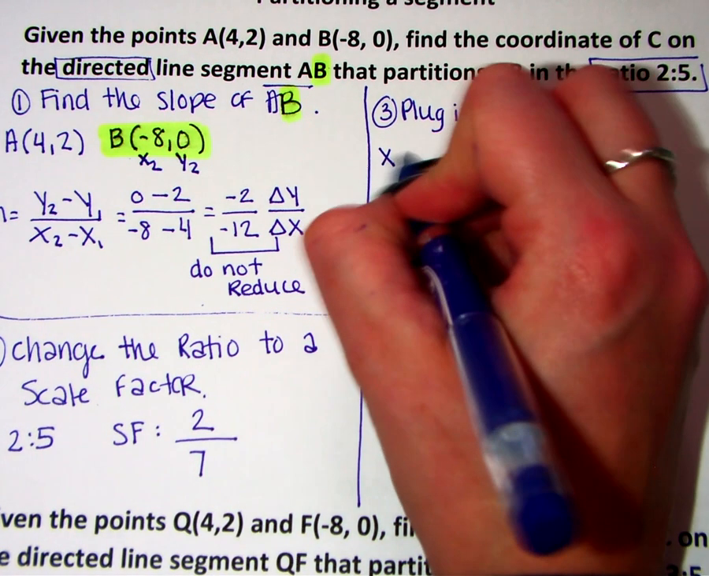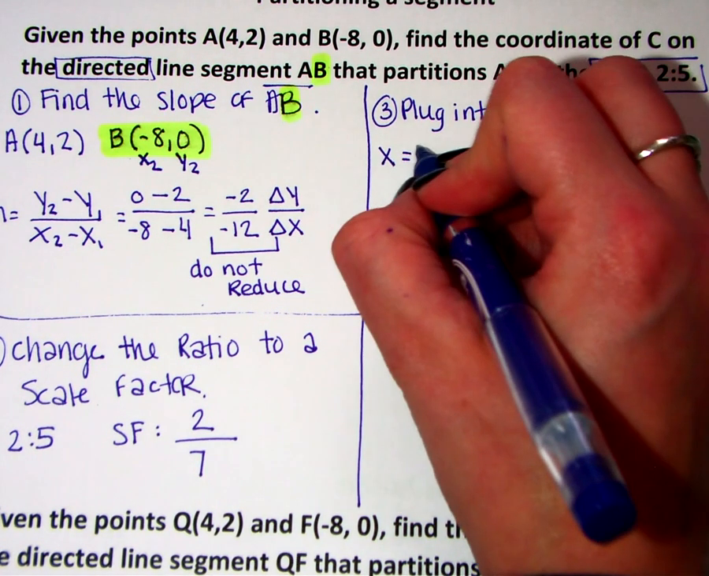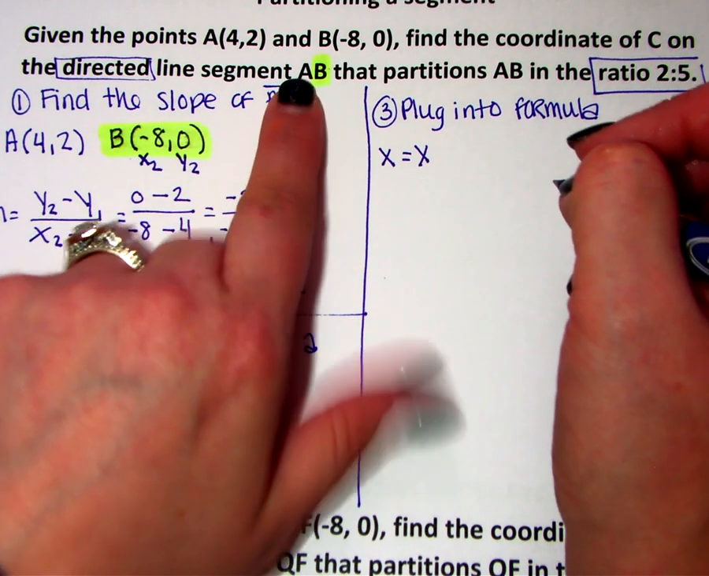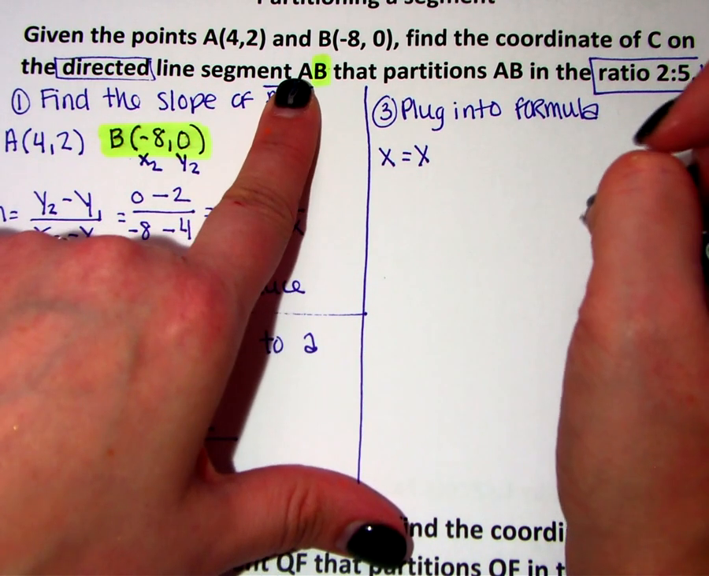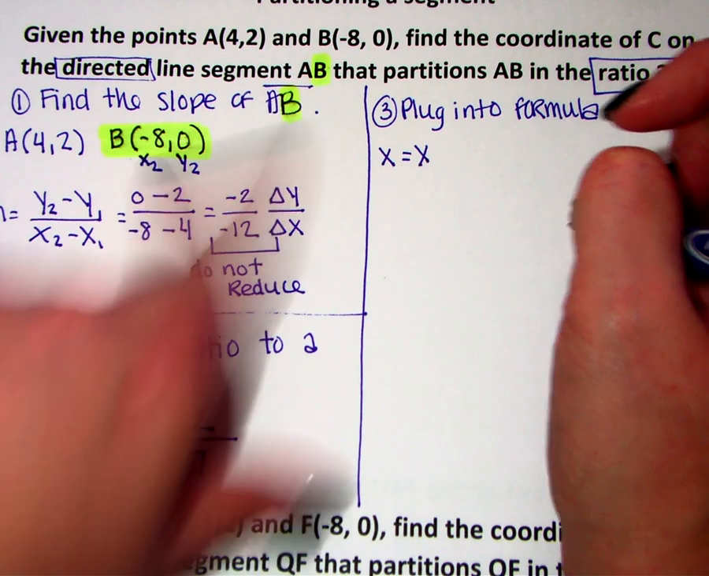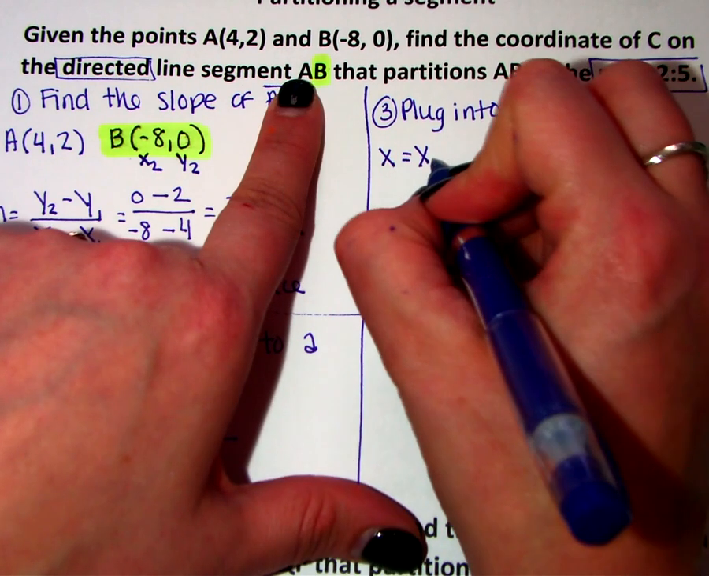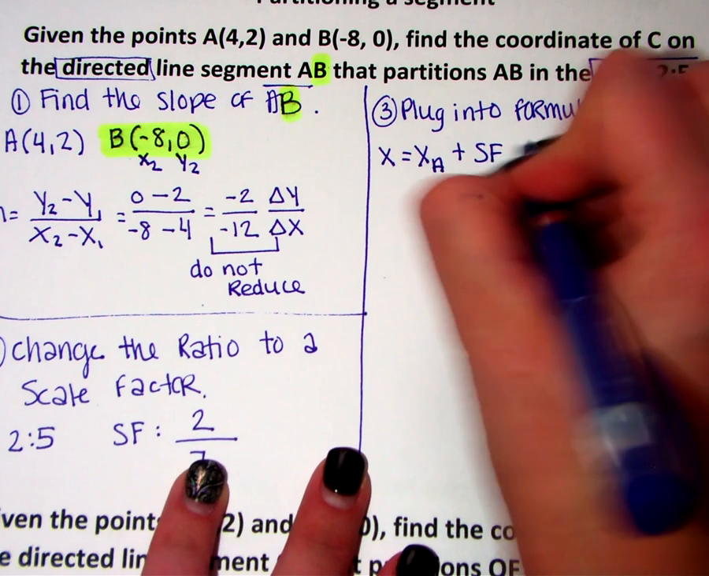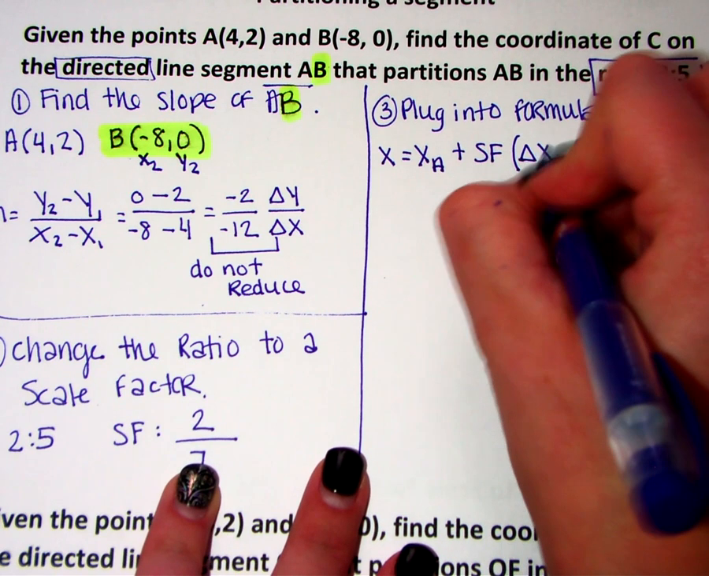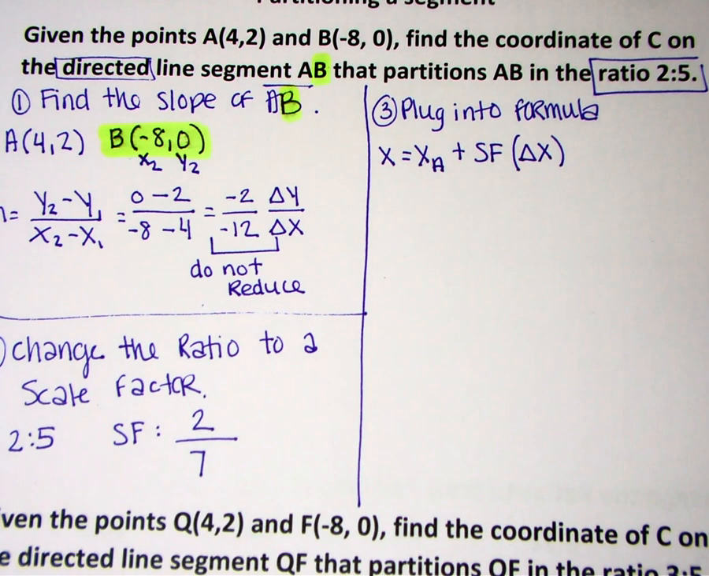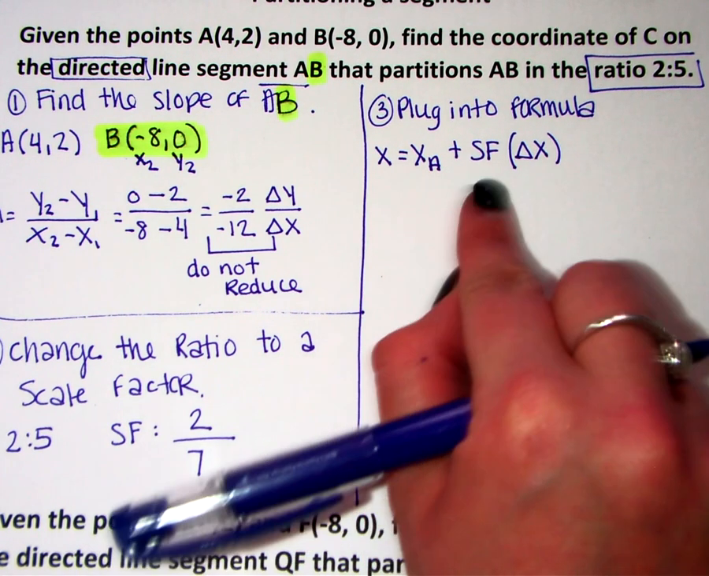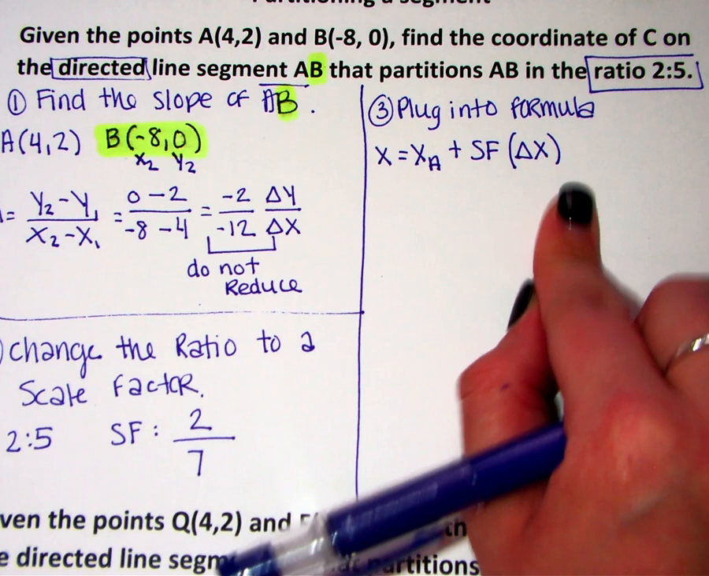It's just new. X equals X sub, and the letter that you put for the sub is the letter that is in front of the last letter. So A to B. I use B for my slope, and then A is going to be my subscript. Plus this scale factor times delta X. Lots of letters can look intimidating, but mathematically you can do this. X equals X sub A plus scale factor times delta X.